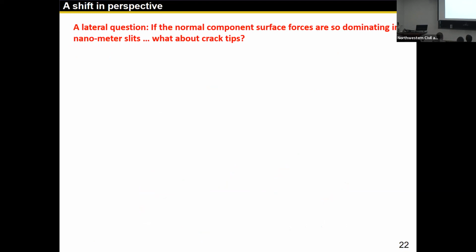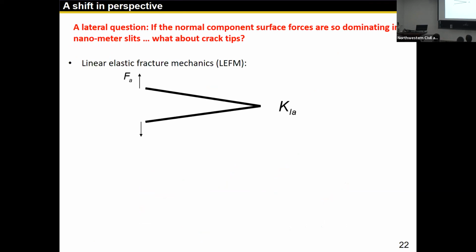So all of these are good, but one thing that left an impression on me is that if disjoining pressure is so dominating for spaces at nano sizes, what about crack tips? Because cracks essentially are two planar surfaces converging at some point at the crack tip. So there must be a region that has nano sizes, of course. What about the disjoining pressure there?